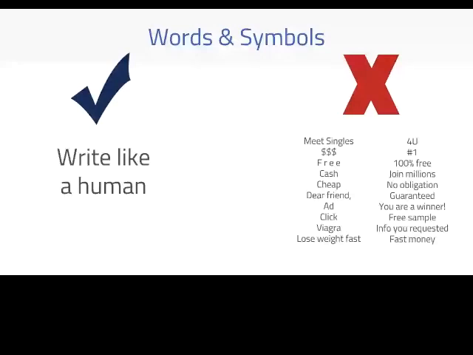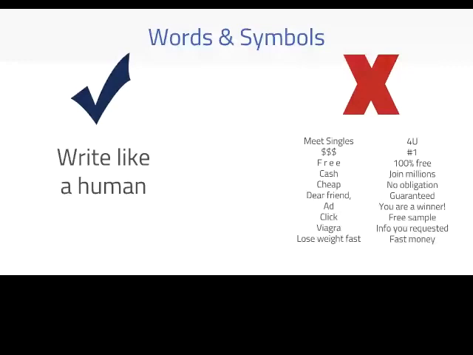The reason for a lot of these words and symbols is SpamAssassin, or one of the popular services. They have rules set up for certain words like these, so that if a message contains one of these words, it negatively impacts delivery. So it's really important to write like a human, write like you're sending to your mom or a colleague.